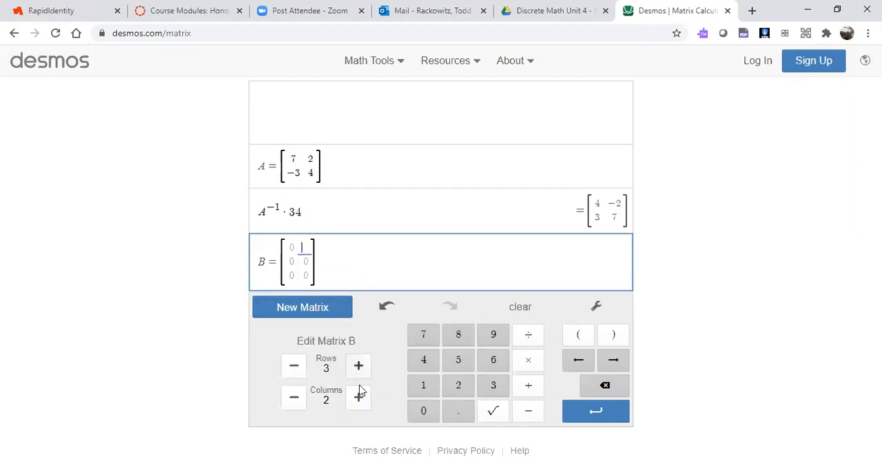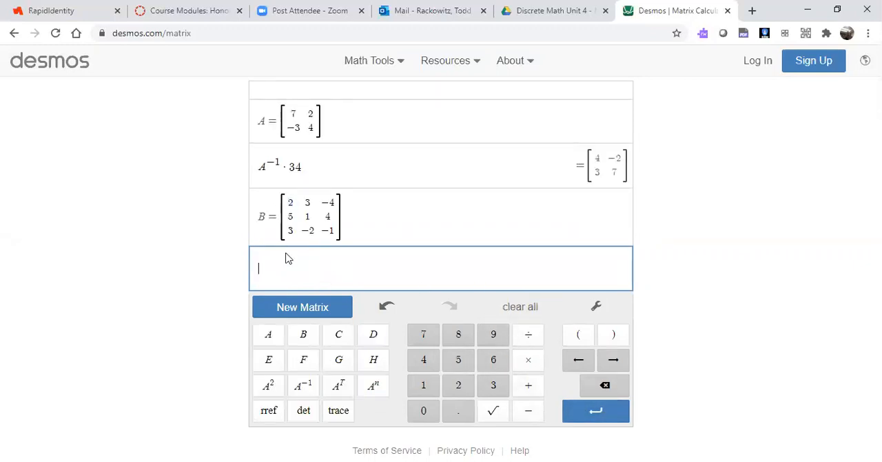So B is a 3 by 3, so you got to change your rows and columns. And B was -2, 3, -4, 5, 1, 4, 3, -2, -1. And enter, so now it knows what B is.